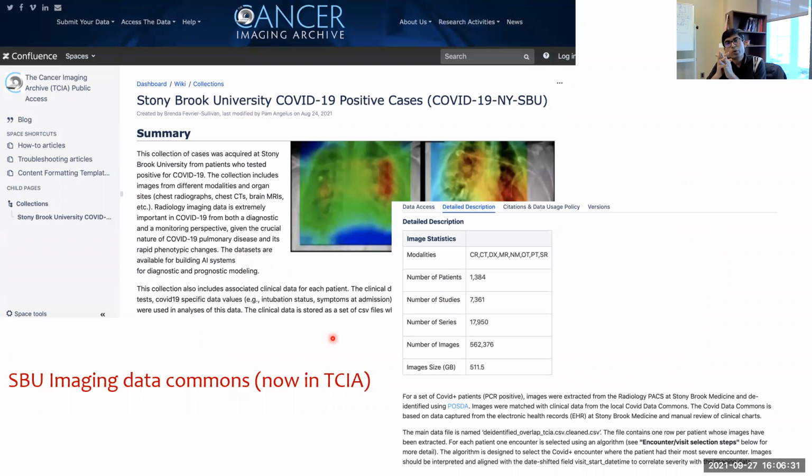So here's a shout out to our department. We actually worked day in and day out for over a year to put together this imaging data commons, the Stony Brook imaging data commons for COVID-19. In fact, a limited data set that has been collected as part of this effort is now public on TCIA. We have not just imaging data, but also clinical data available for more than 1,300 COVID positive patients on TCIA. This was made public last month.